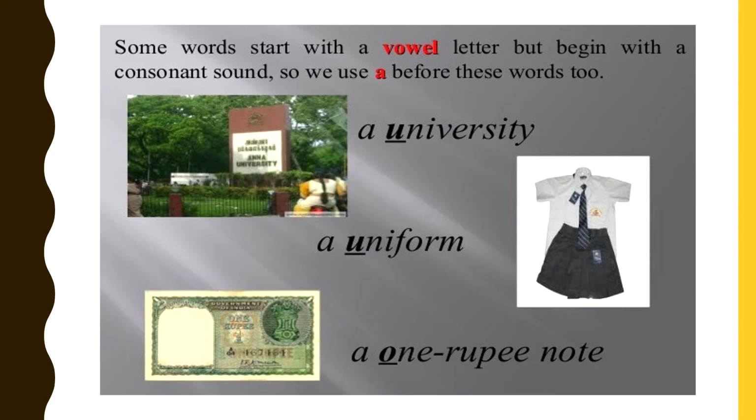Similarly, we have the next example, a 1 rupee note. Now if you focus here, the spelling of 1 is O-N-E. It starts with a vowel. But again, we have to see the sound of this vowel, and the sound of this O is V, which is a consonant sound. Alright, that's why we are using the article a over here.